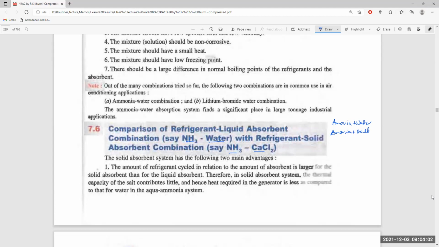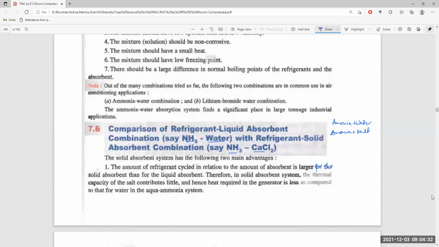Now, the solid absorbent system is supposed to have two advantages. The amount of refrigerant cycled in relation to the amount of absorbent is larger for solid absorbent than for liquid absorbent, which means more refrigerant can be consumed by solid absorbent than liquid absorbent.